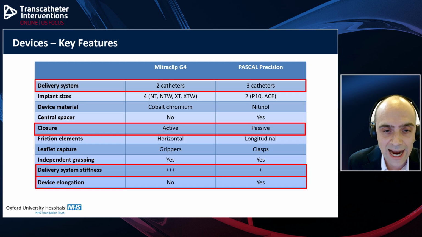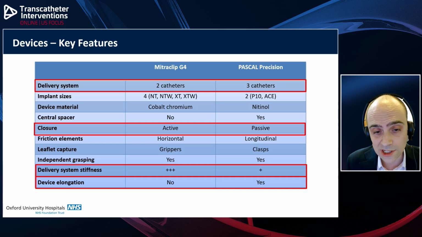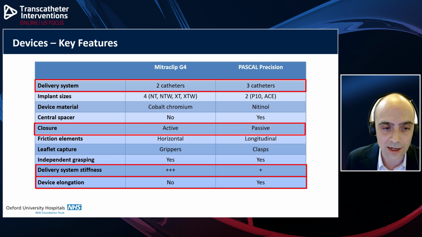MitraClip is an active closure system, Pascal is passive, and that means there's a slight difference in the leaflet tension that you achieve, and that may be desirable or undesirable, depending on the pathology you're looking to treat. MitraClip is a slightly stiffer device, which means you're not going to get buffeted around so much by the valve, but conversely, it's slightly easier to store up tension in the MitraClip system without realizing. Pascal is a slightly more flexible system. And as I'll show you in a moment with one of the cases, Pascal allows for device elongation, which can be useful for commissural pathology and slightly reduces the likelihood of getting caught in the subvalvular apparatus.